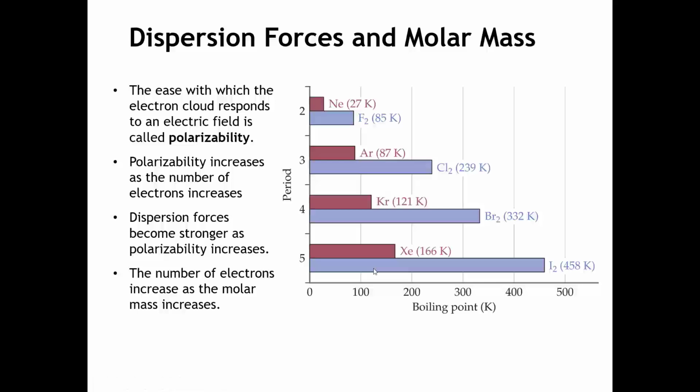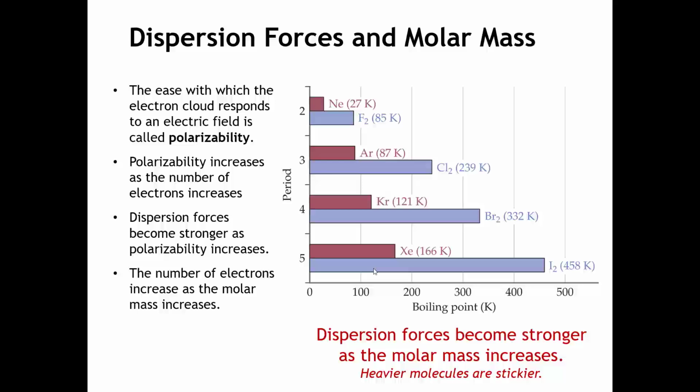From that, we can also infer that the dispersion forces are going to become stronger as the polarizability increases. And the polarizability is going to increase as the number of electrons increases. And of course, as the number of electrons increases, we would also see a concomitant increase in the mass of an atom or a molecule. So the net conclusion is that dispersion forces become stronger as the molar mass of a molecule or an atom increases. Put in simpler terms, we can say that heavier molecules are stickier.